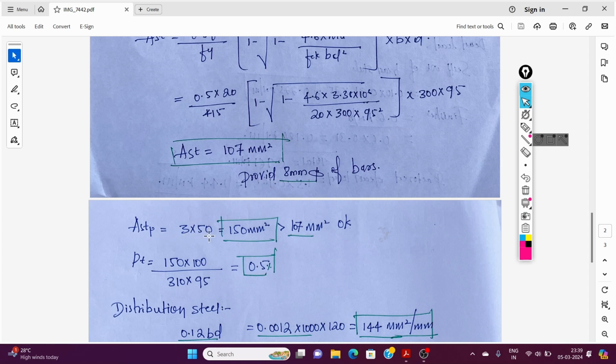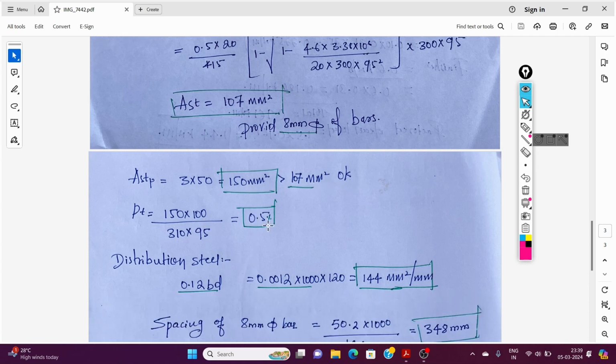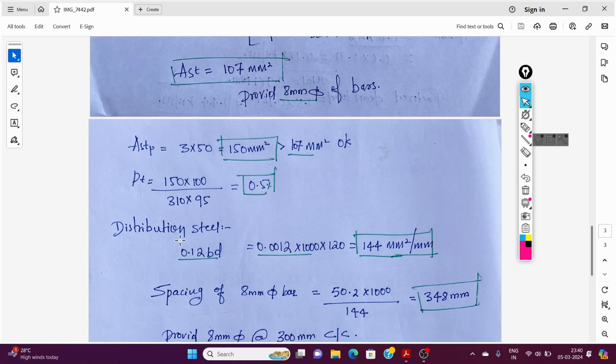Ast provided, 3 into 50. This 50 is the area of an 8 mm bar. We'll get 150 mm square. This is greater than the required area, so it is okay. Now the percentage of steel: Ast provided divided by b into d into 100. We'll get 0.5%.